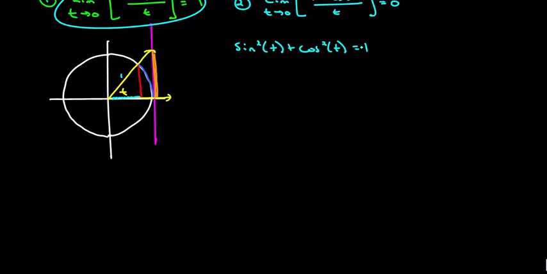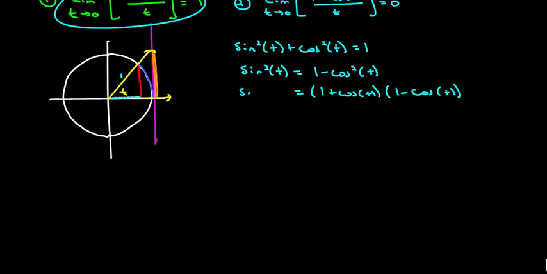So now let's go ahead and take a look at this. We can rearrange some of this stuff. So we can say that sine squared of t is equal to 1 minus the cosine squared t. This over here is a difference of squares. So this is 1 plus cosine t times 1 minus cosine t, like that. And that's equal to the sine squared of t.